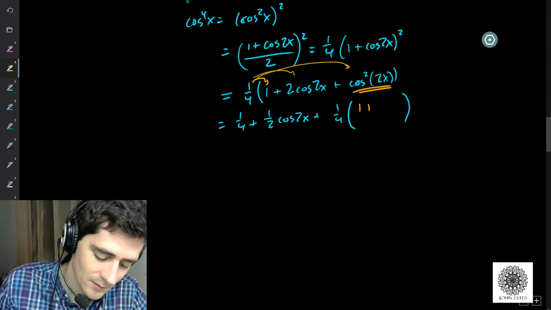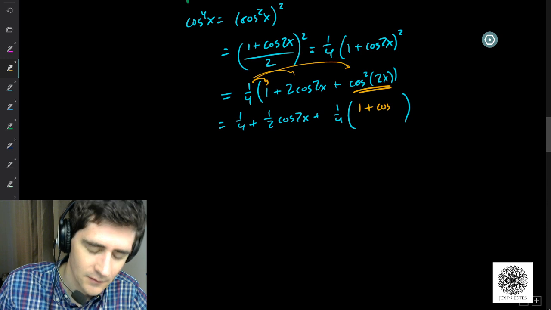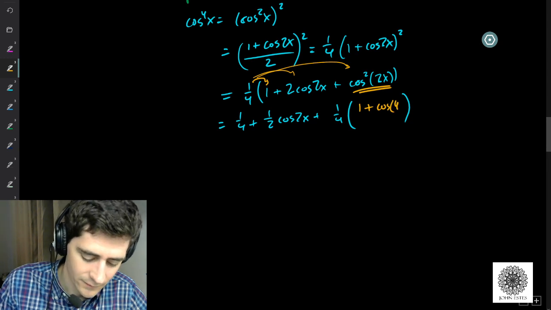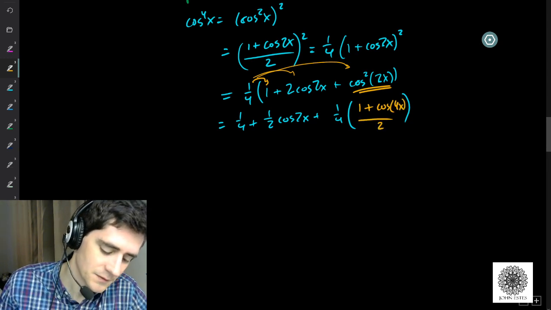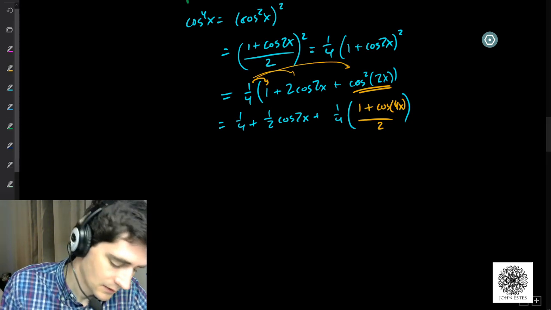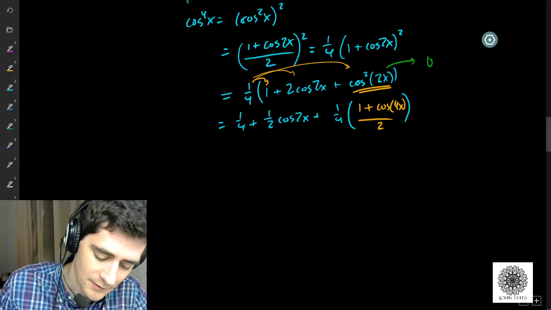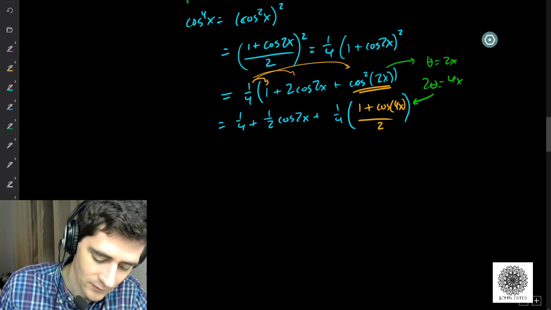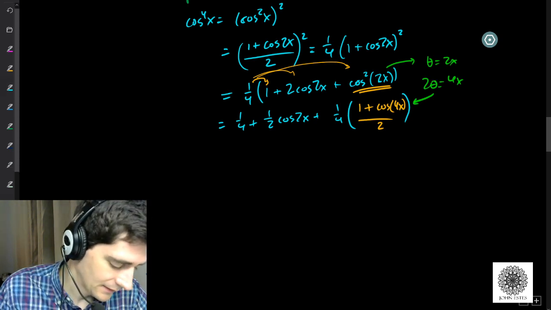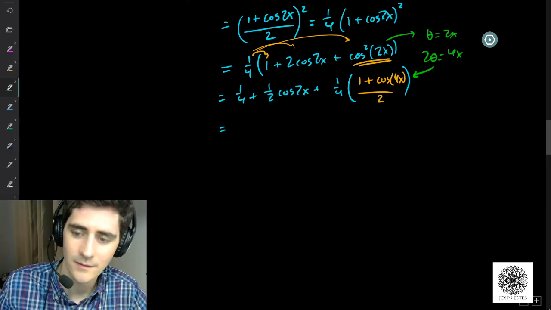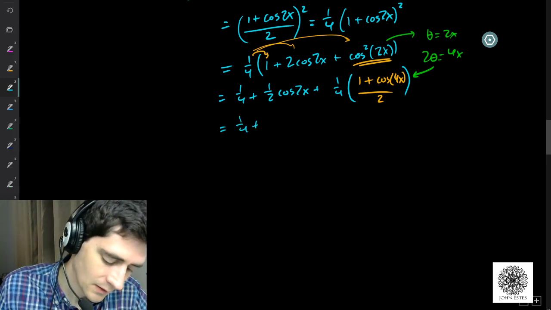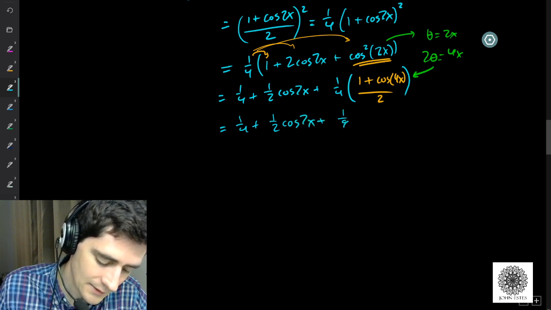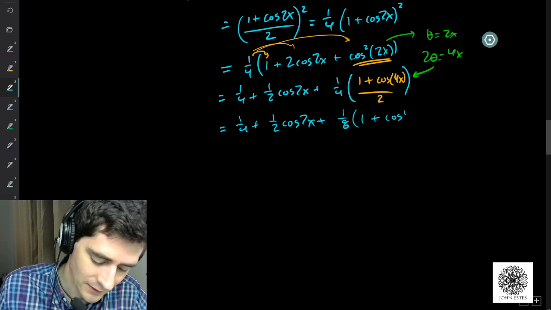We get 1 plus cosine of 2x times 2, right? We are doubling 2x. It gives me a 4x all over 2. And see here, I'll make a note. If we let theta be 2x, then 2 theta is 4x, and that's kind of what we're doing. Alright, and now when I let the dust settle here, I get 1/4 plus 1/2 cosine 2x plus, what is that, 1/8 times 1 plus cosine 4x.